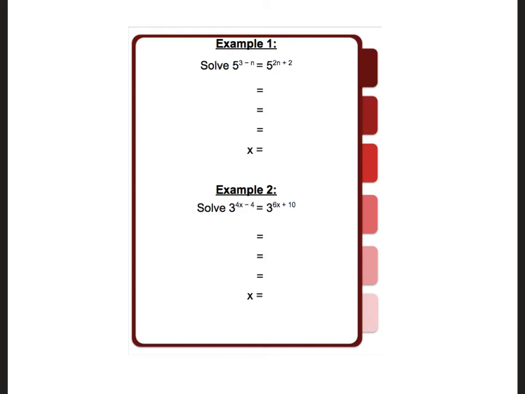Hi everyone, today we're starting section 6.4 and we're going to look at our first two examples in this video.